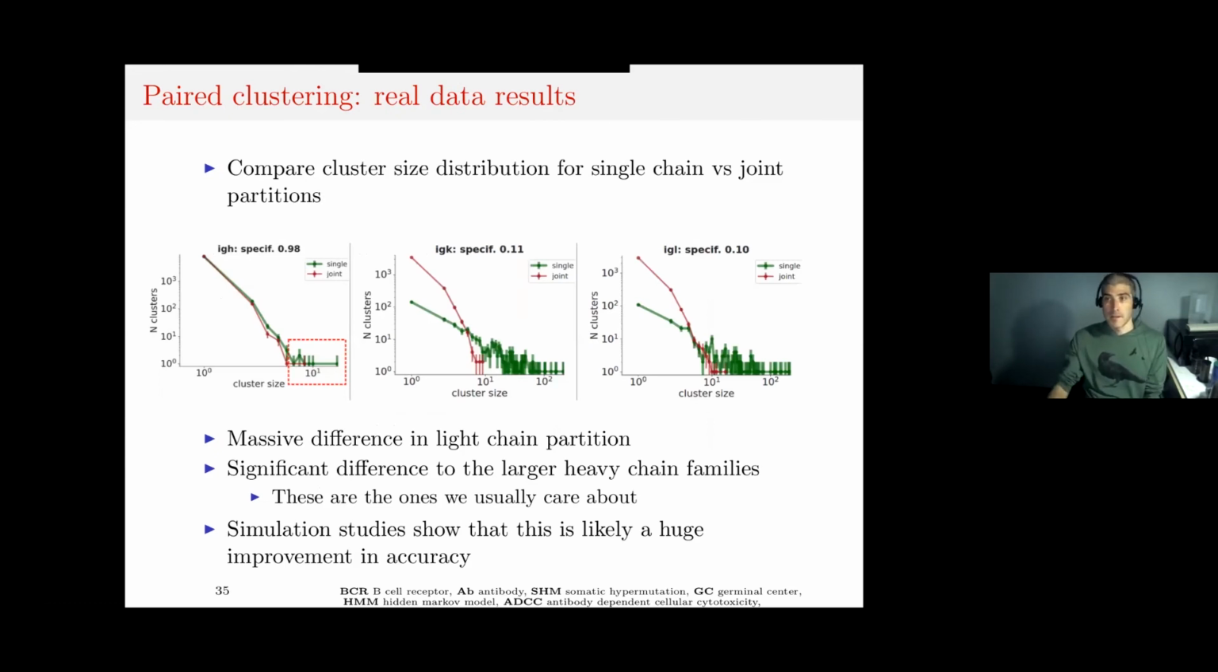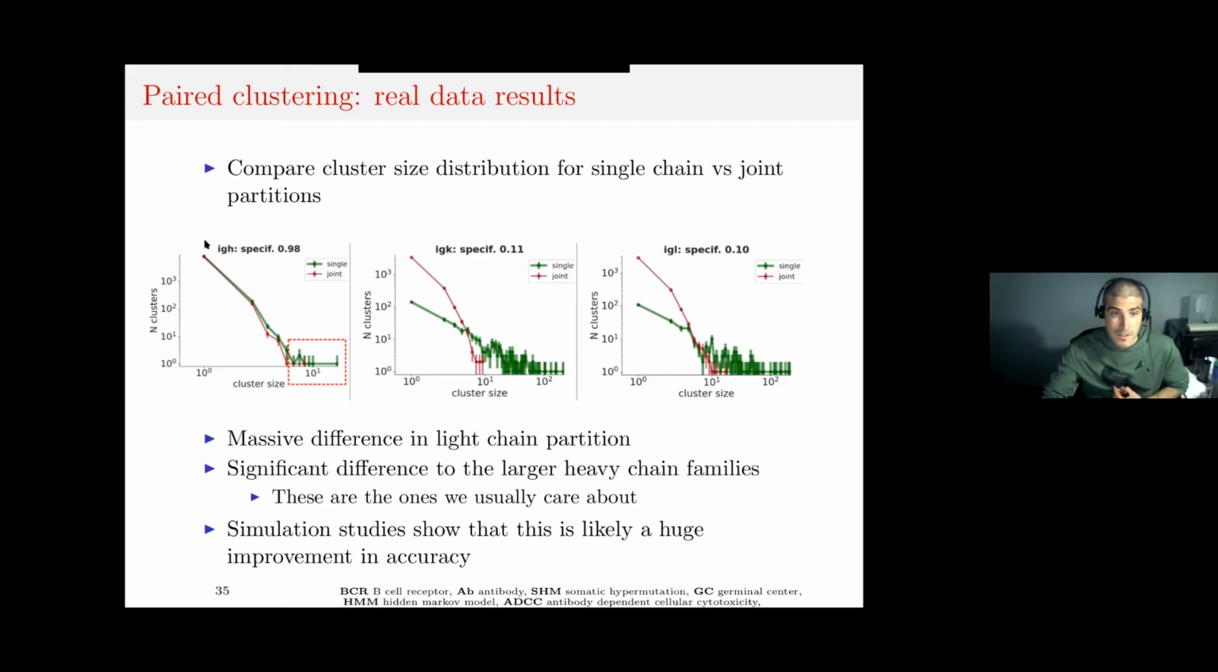But the bottom line is that when we test this on simulation samples, we can see that it's doing what we want it to, which is basically correcting the heavy chain partition with the light chain information and vice versa. And I'm skipping over all of that simulation to just show you some results on real data where we don't know the correct answer, but we can still see that the method is basically behaving how we expect it to.